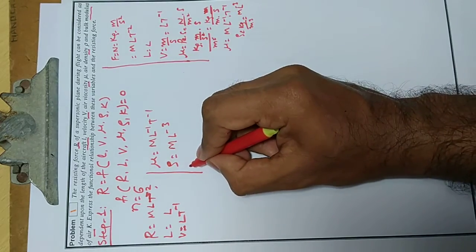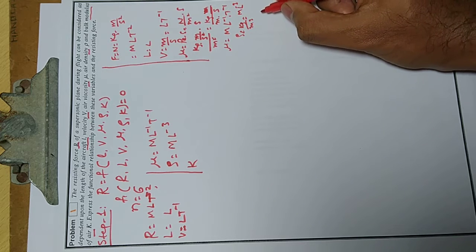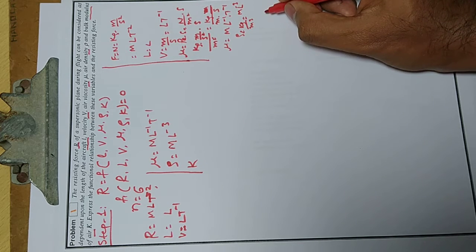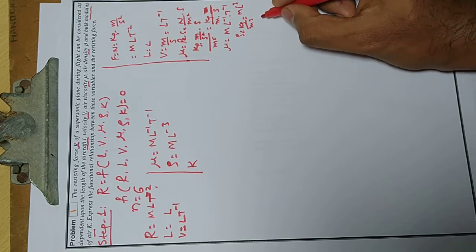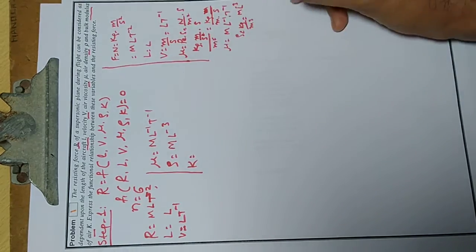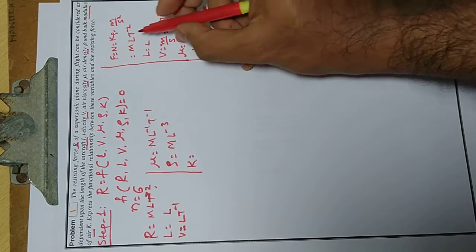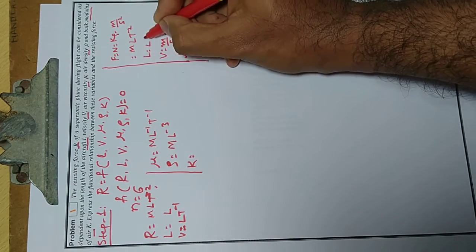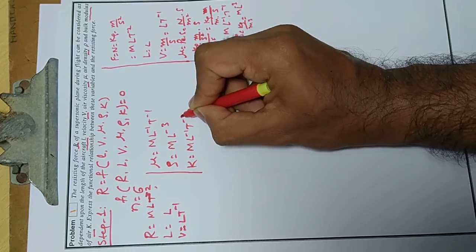Next, finally, K, bulk modulus. Bulk modulus means what? Newton per meter square. For that one, I will write directly. Similarly, you have to follow this one. I have repeated it so many times. Newton per meter square, if you write this, is M L minus 1 T minus 2.